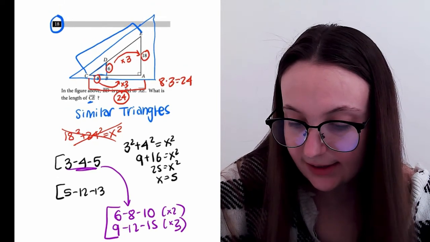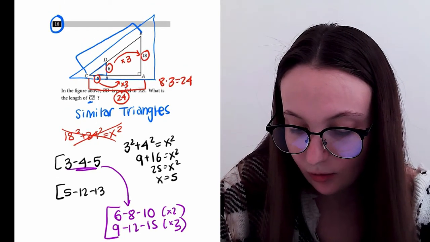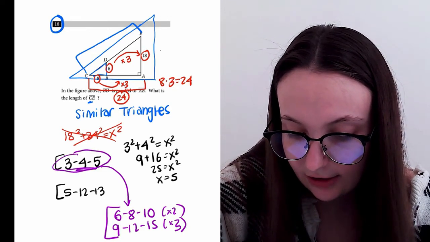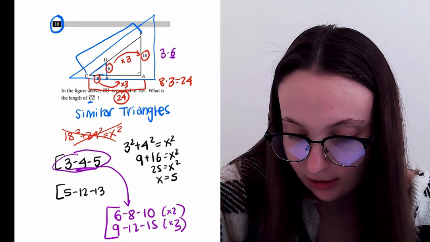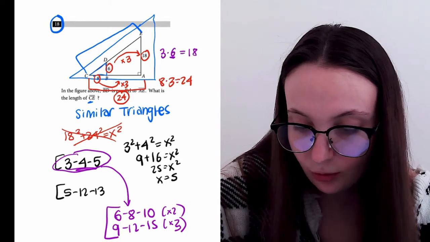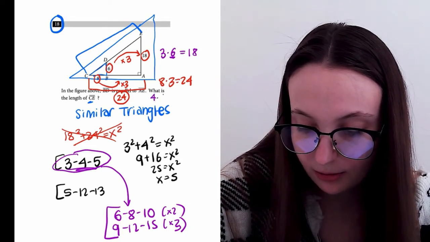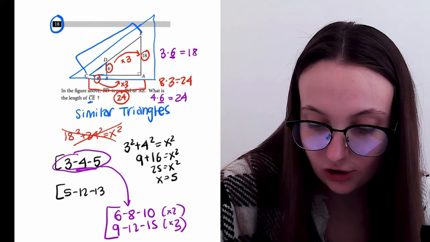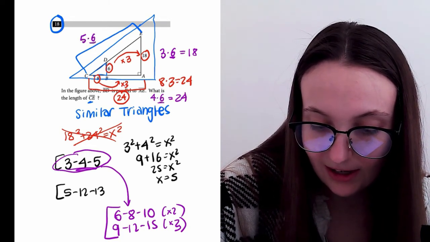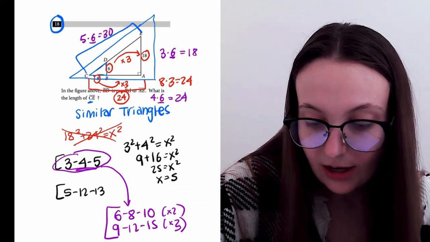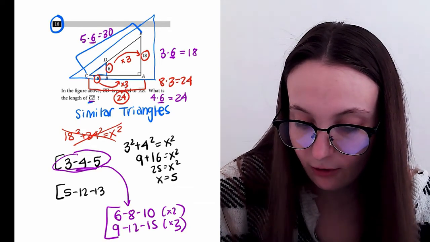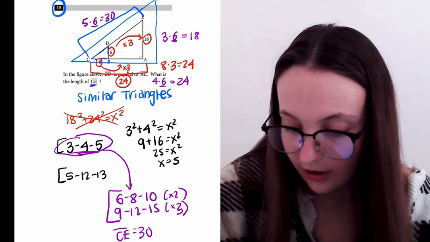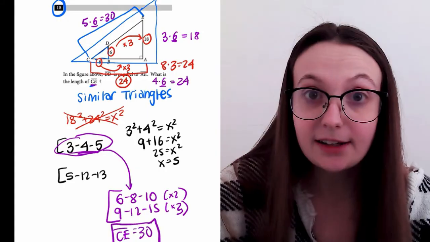So what that means then is that this is also another version of a scaled 3, 4, 5 right triangle. 18 is just 3 multiplied by 6, so it's just scaled by 6. 24 is just 4 multiplied by 6. So this side right here is just going to be 5 multiplied by 6 to give us 30. So what we're looking for, which is CE, is equal to 30. So that is our final answer.